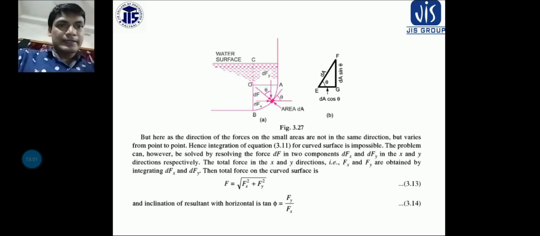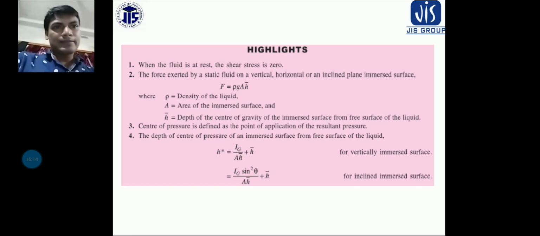Some highlights you can see: when the fluid is at rest, then the shear stress is 0. The force exerted by the static fluid on a vertical, horizontal and an inclined plane immersed surface F is equal to rho g A h bar. So rho is equal to what? Density. A is equal to area. h bar is equal to depth of the center of gravity of the immersed surface from the free surface of the liquid.